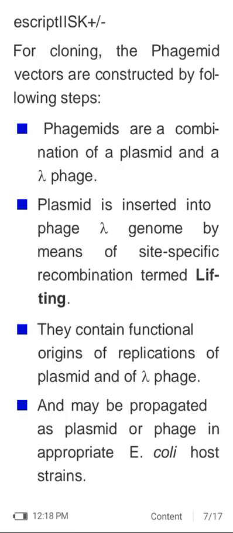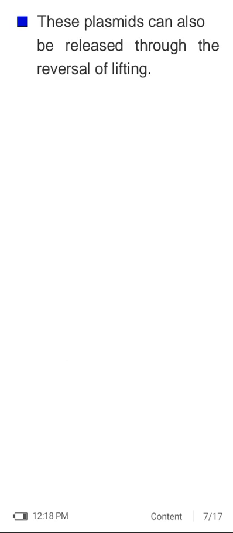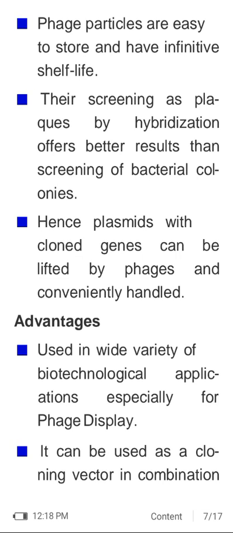Phagemid vector we could see. For cloning, the phagemid vectors are constructed by the following steps. Phagemids are a combination of a plasmid and a lambda phage. Plasmid is inserted into phage lambda genome by means of site-specific recombination termed lifting. They contain functional origins of replication of plasmid and of lambda phage and may be propagated as plasmid or phage in appropriate E. coli host strains. These plasmids can also be released through the reversal of lifting. And phage particles are easy to store and have infinite shelf life.